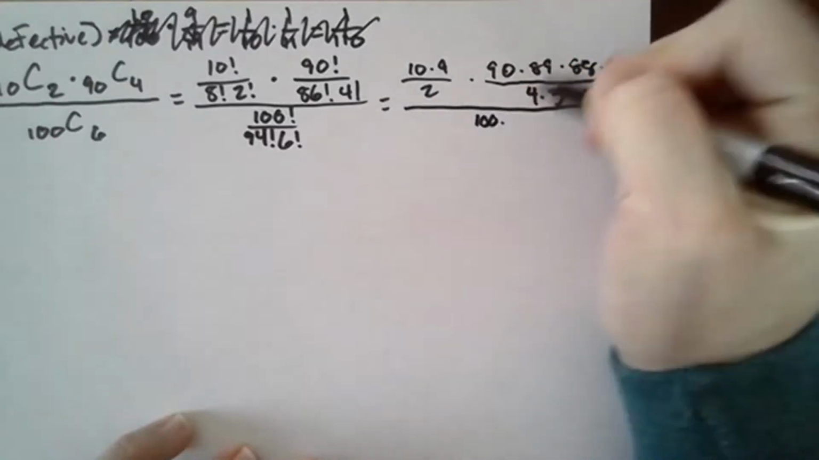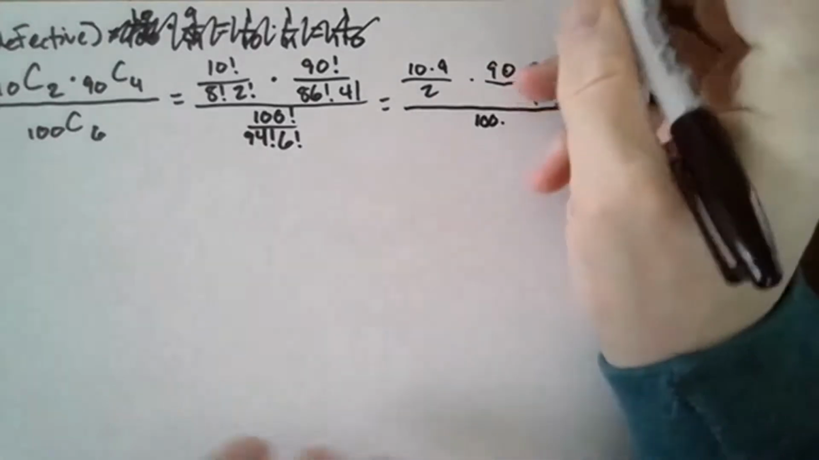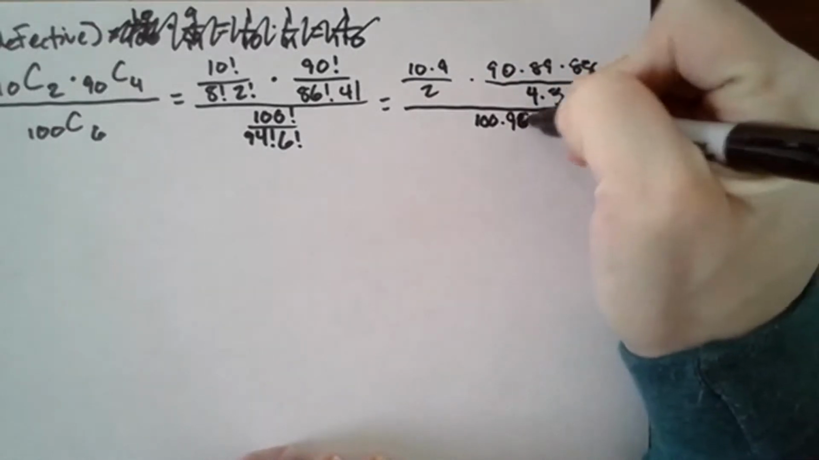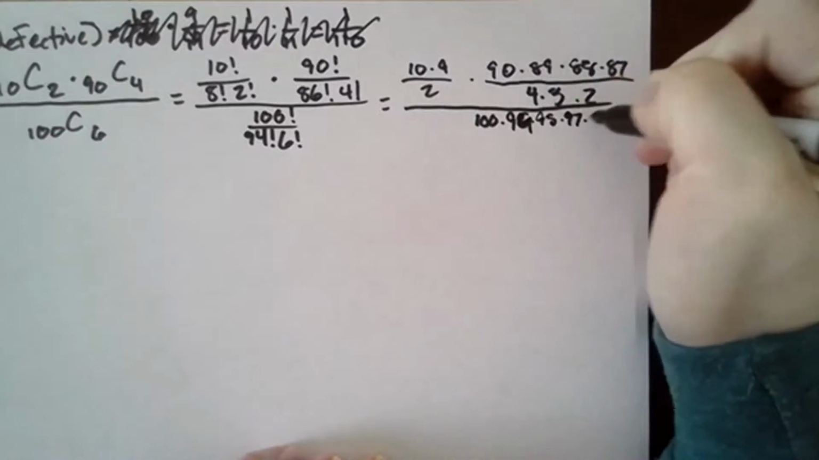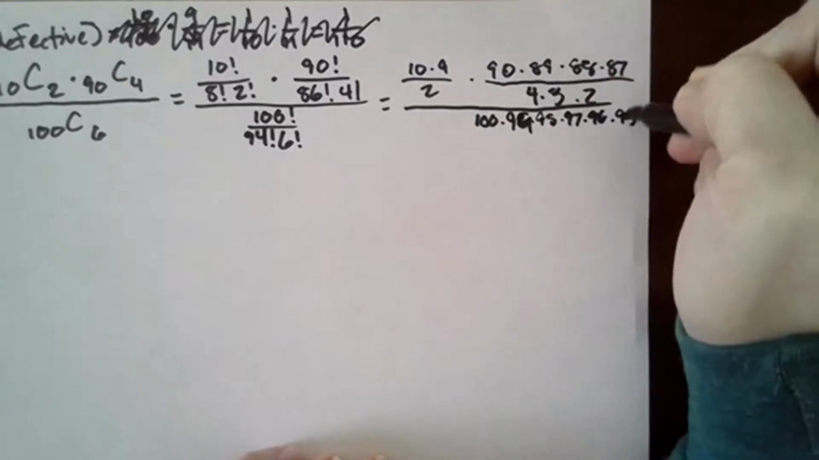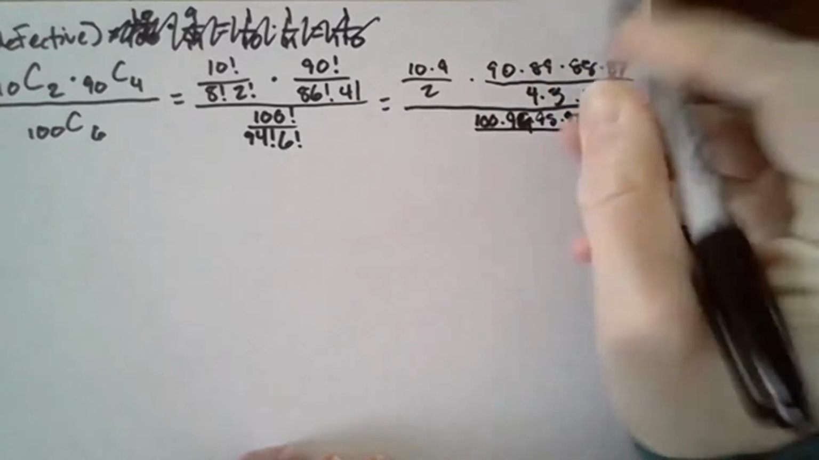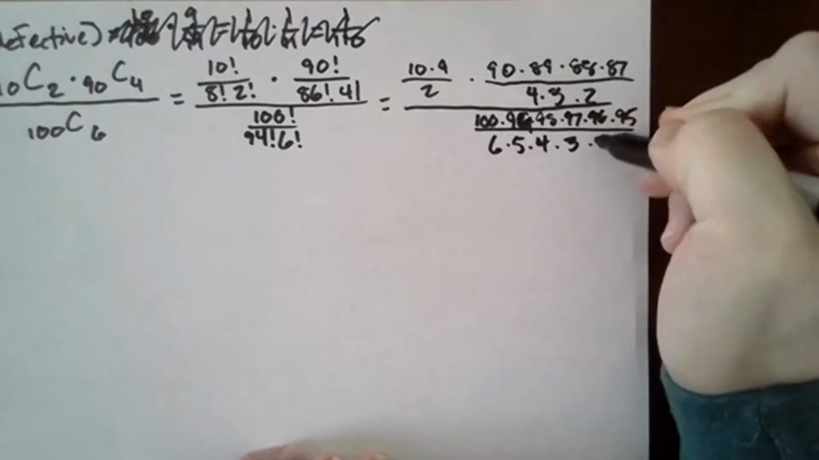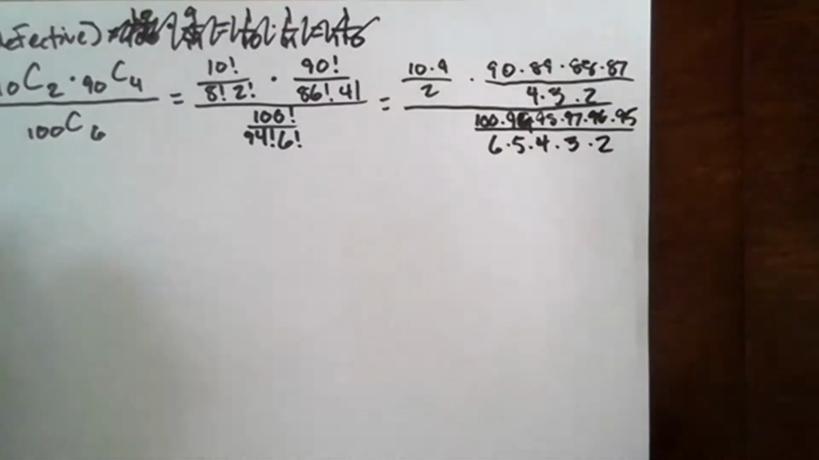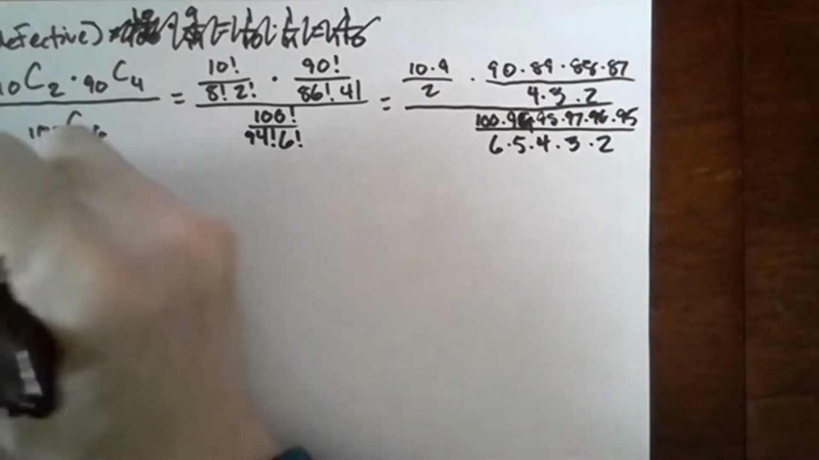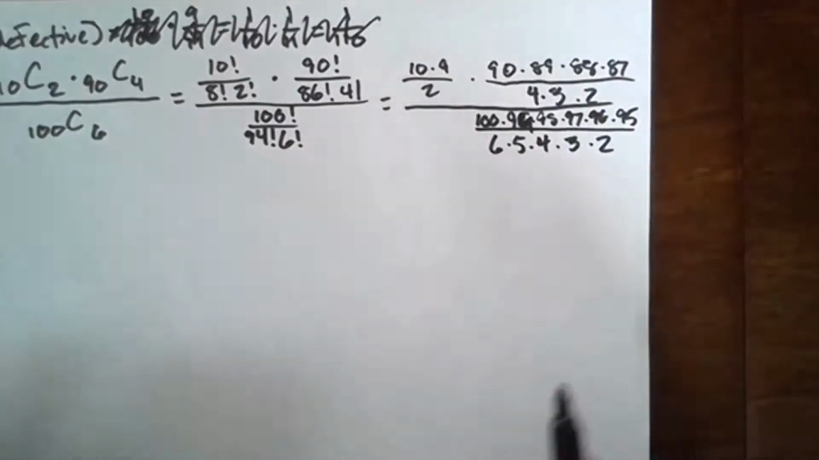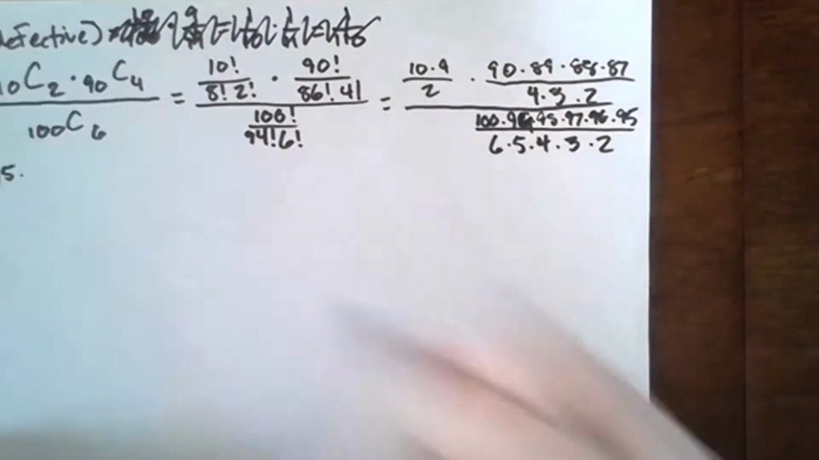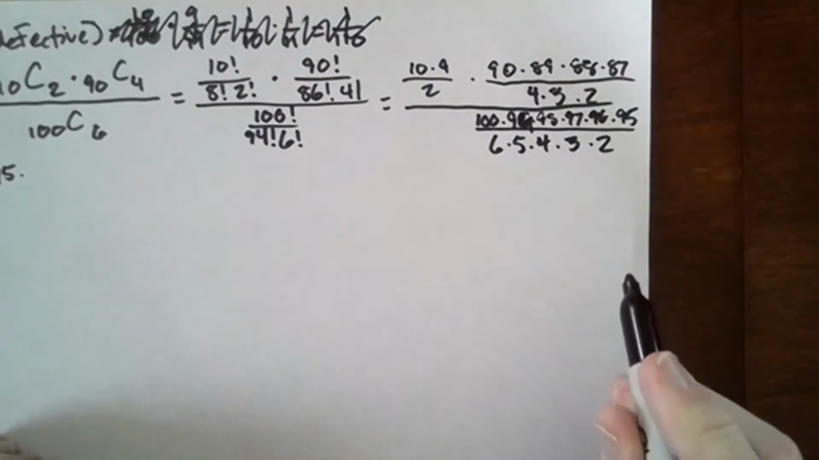All over 100 times 99 times 98 times 97 times 96 times 95, over 6 factorial, which is 6 times 5 times 4 times 3 times 2. Okay, so we'll simplify as best we can here. 10 times 9 over 2, that's easy. That's 45. Times 90 times 89 times 88 times 87.